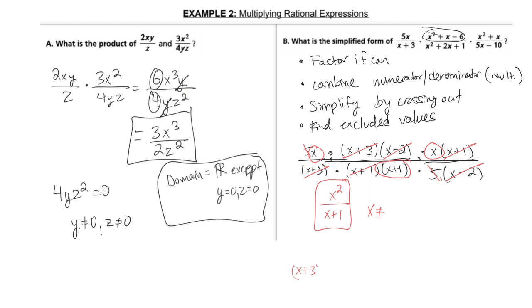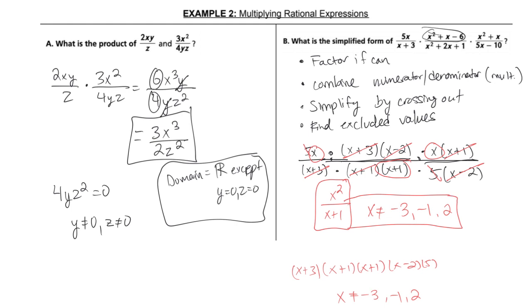our denominators were x plus 3 times x plus 1, x plus 1, x minus 2, and then there was a 5 as well. So x cannot equal -3, -1, and 2, because all three of those would make our denominator equal to 0. So your solution is x squared over x plus 1, and x cannot equal -3, -1, and 2. So the domain would be all real numbers except x equals -3, -1, and 2.